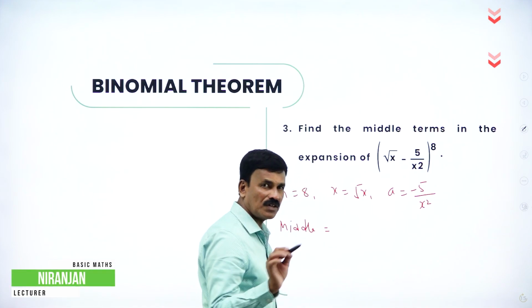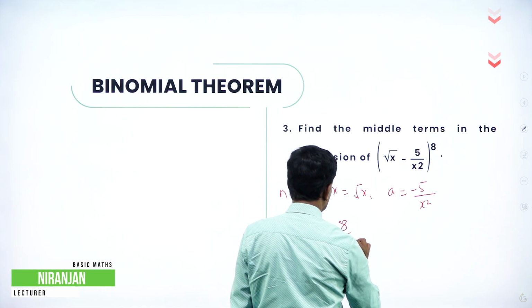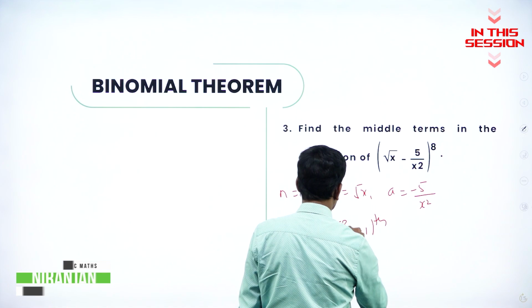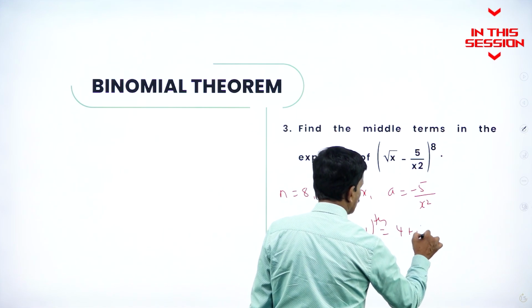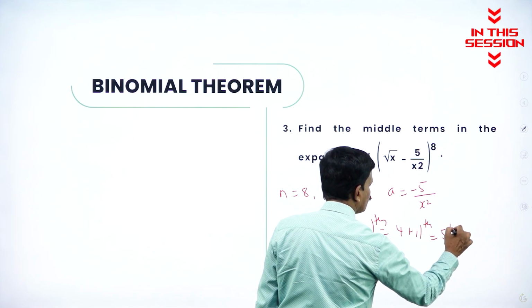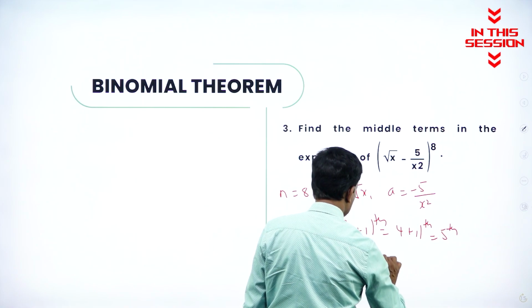is equal to, there is only one middle term, that is the (n/2 + 1)th term, that is nothing but 4 + 1, that is nothing but the 5th term. So T5 is to be determined.